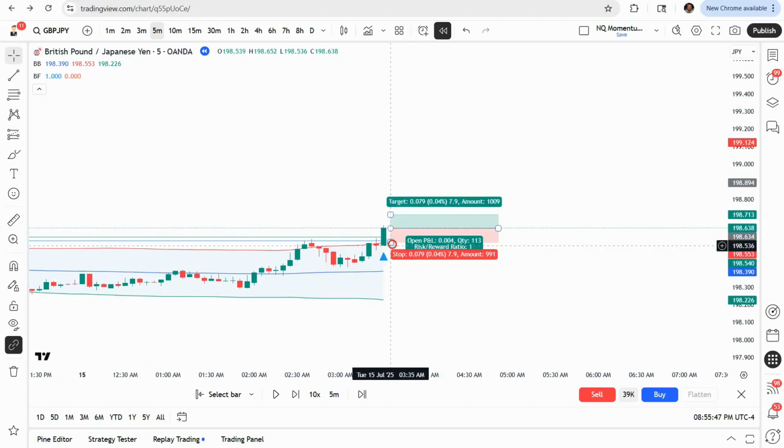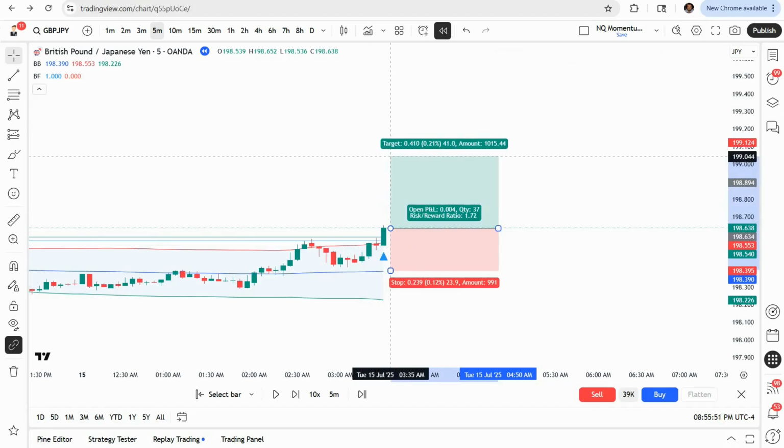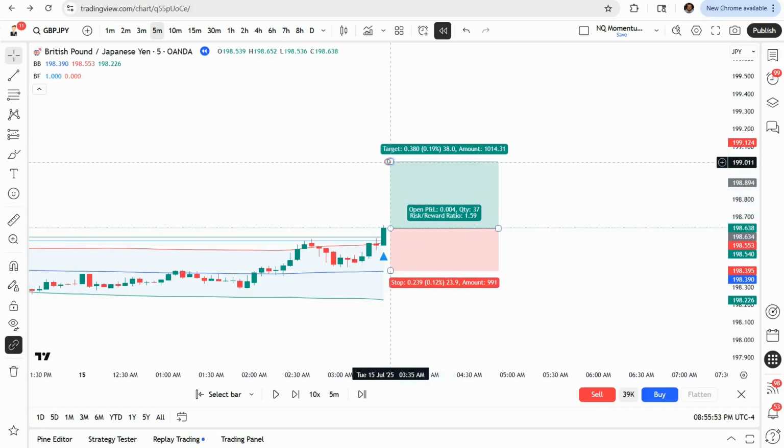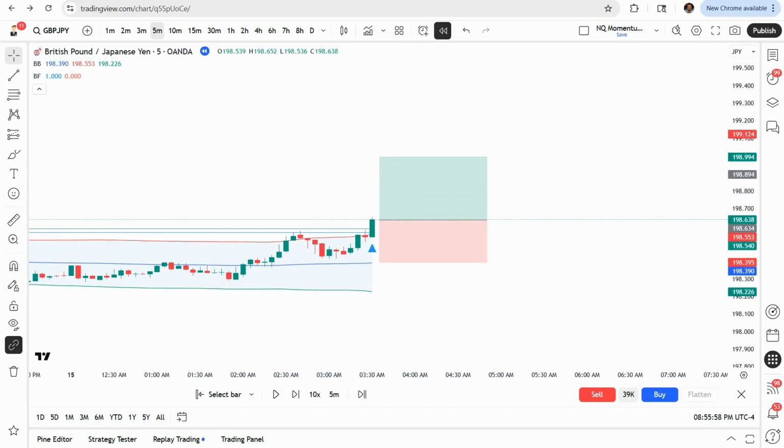We'll put our trade there, put our stop at the midline right there, and target the same 1 to 1.5 risk to reward. Actually, put it right about there. Let's go ahead and play this one forward and see how it plays out.